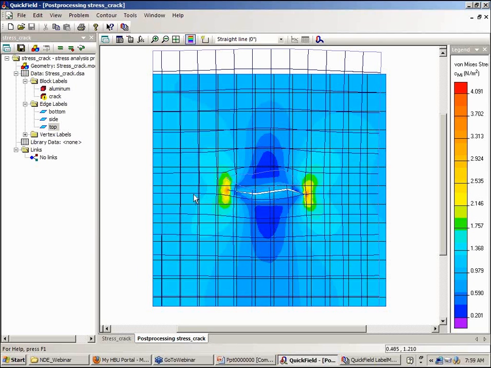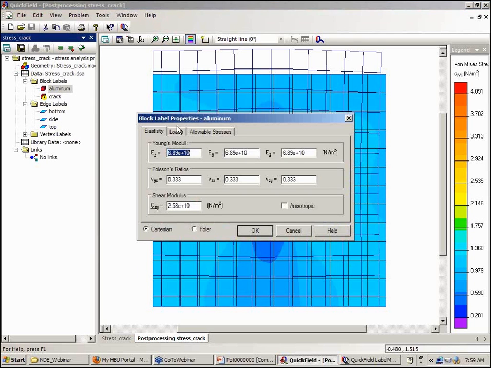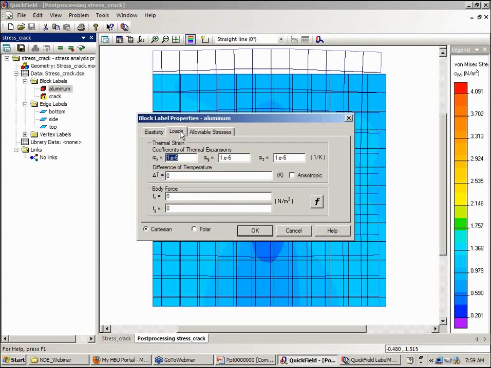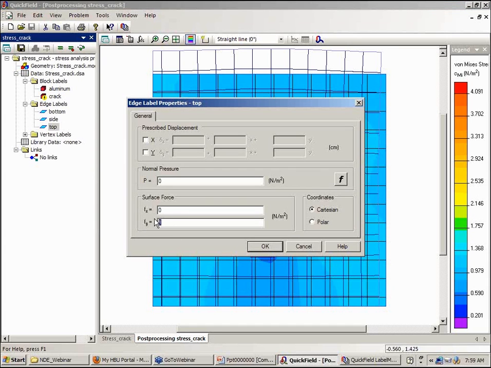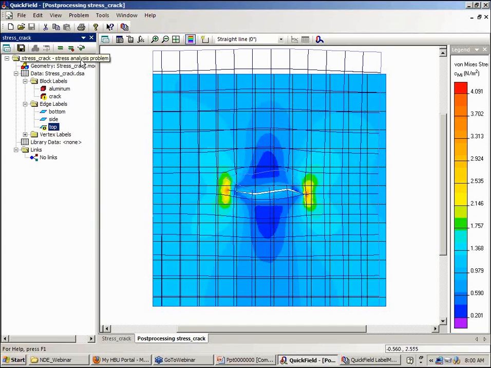Now we can also compare, if we go back to our aluminum, the load here, the aluminum has a coefficient of thermal expansion. Here I've assigned initially a change in temperature of 0. So I want to investigate the stress distribution under a change of temperature of 10 Kelvin. Now I'm going to remove the external loading from the top of the model and resolve.